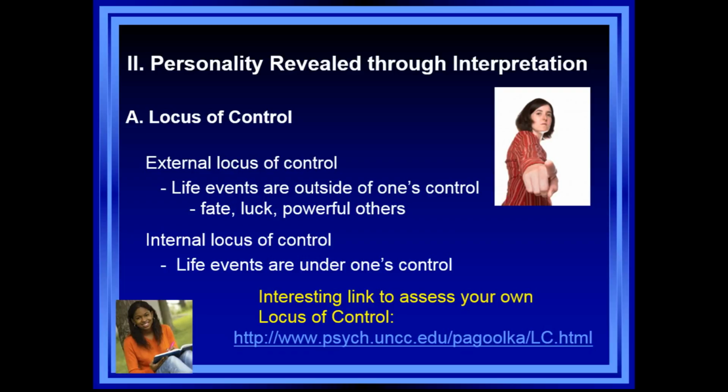They tend to believe that outcomes are dependent on external forces. Some external forces I put down there: fate, luck, powerful others, whether it be that the teacher hates me, or my landlord's such a jerk to me. He doesn't like musicians and I play music, and that's why he's so mean to me. Someone who has an external locus of control explains life events as being outside of their own control.